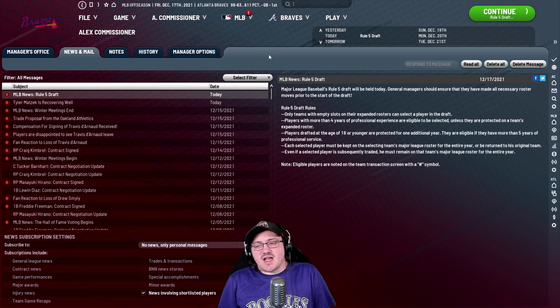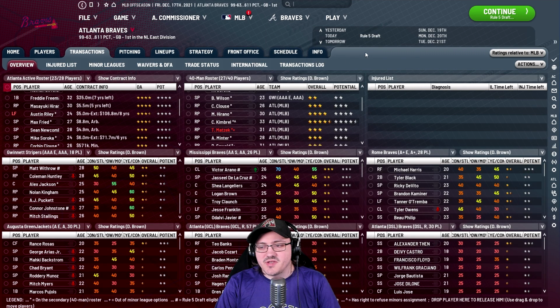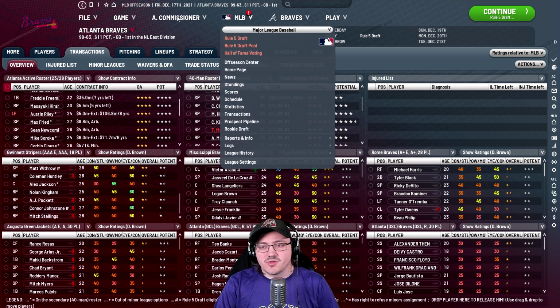The Rule 5 draft is going to be a way for players to be acquired by new ball clubs if they're stuck in an organization's minor league system, or if they're just not on the 40-man, because basically the 40-man roster is going to protect your players from the Rule 5 draft.